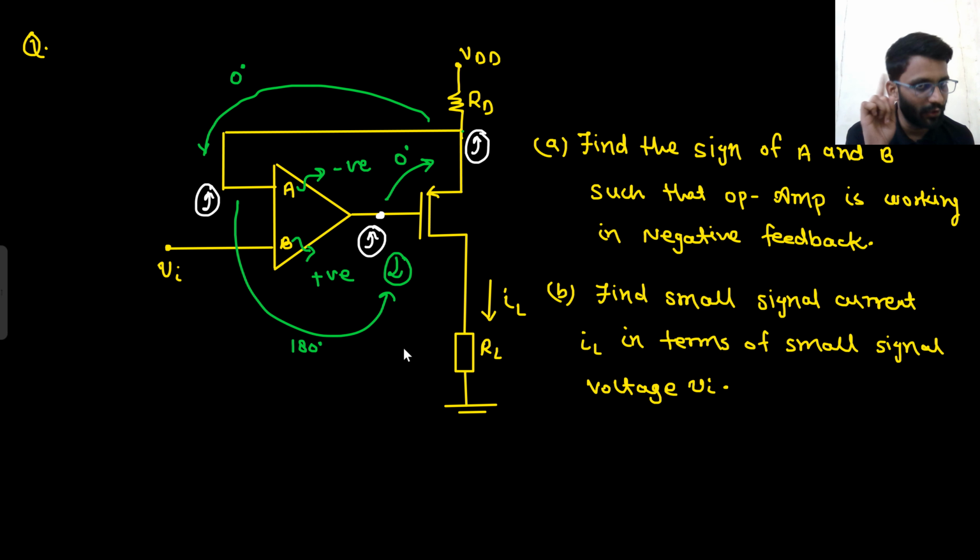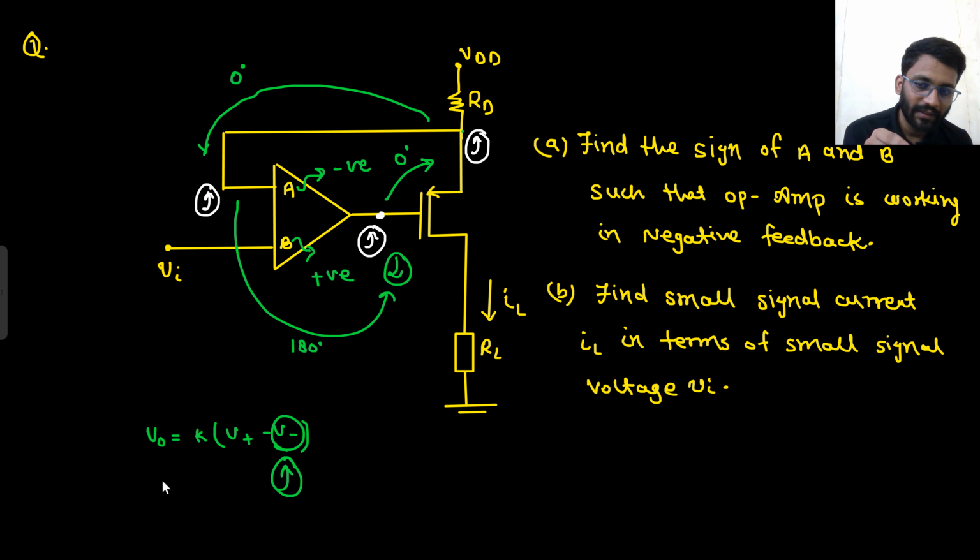If your A is positive, then from here to here, you will get 0 degree phase shift. Why is it so? Because what is your V naught? V naught is some gain, I am calling it K, into V positive minus V negative. So if V negative is increasing, then your output would decrease. That's what we call 180 degree phase shift. But if your V positive is increasing, your output will increase. There is 0 degree phase shift, or 360 degree you can say, or 720 you can say.